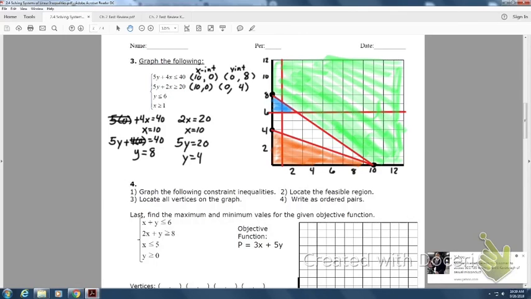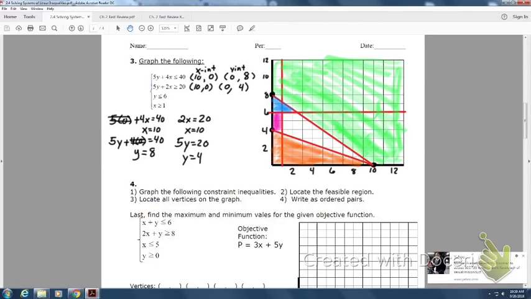And then the last one is x is greater than or equal to 1. So am I going to shade to the right or to the left of that? To the left. Which is just this little area right there. And now, your feasible region on the graph is the part that is not shaded.